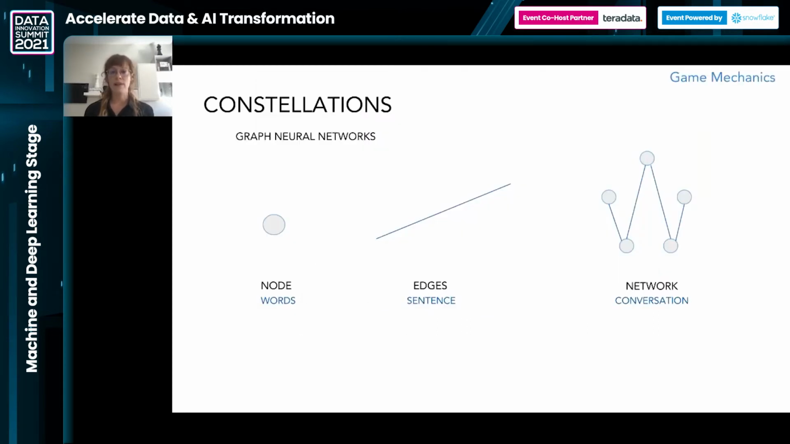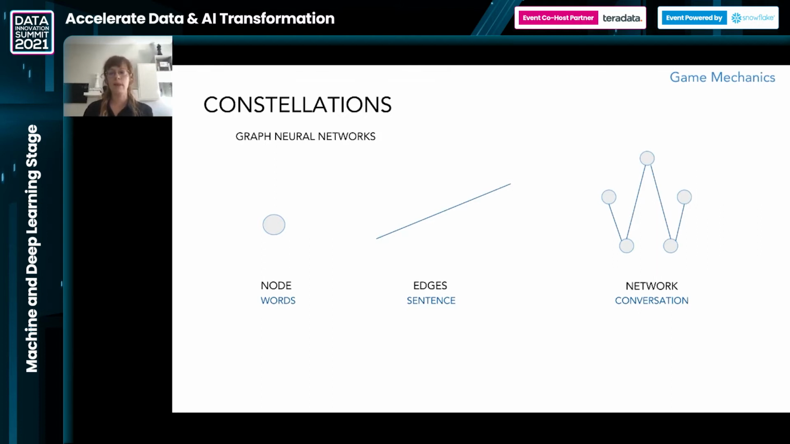We must say that these constellations are based on, or inspired by, graph neural networks. Having that into account, we take the elements of graph neural networks and use them to produce a conversation. First, we have the nodes, which represent words. Second, we have the edges, which can be understood as sentences. And in the end, we have this network that overall can be understood as a conversation.